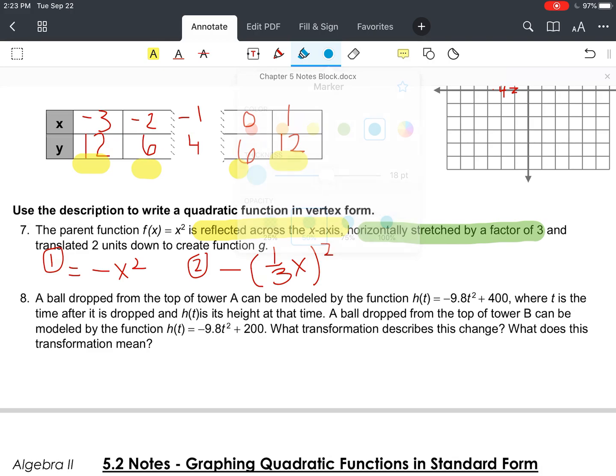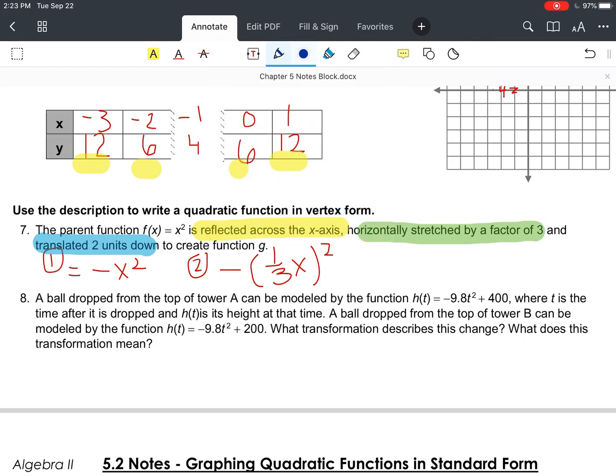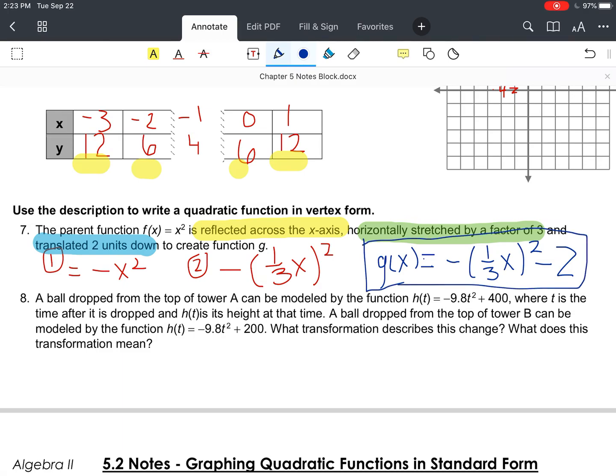And then number 3, third thing they want me to do: translate 2 down. Well, 2 down, I know I just have to minus 2 at the very end. So my final answer, which is going to be g of x, I'm going to keep all of this stuff I had before, so negative 1/3 x to the second power, and now minus 2 for 2 down. So those are the 3 different things in one function.